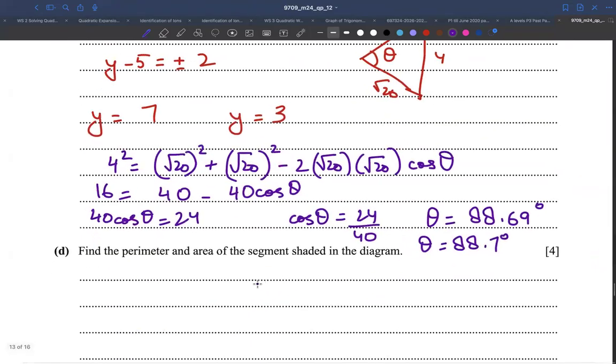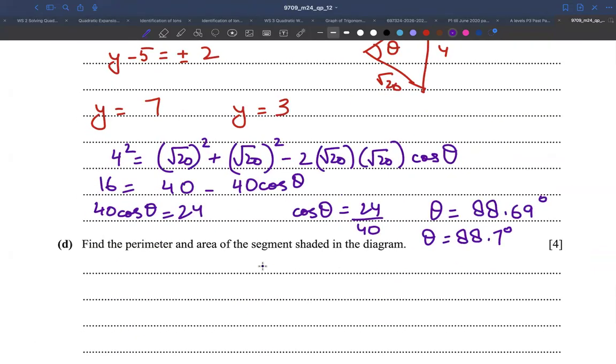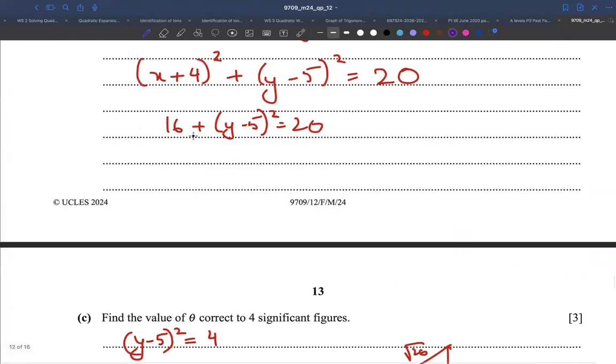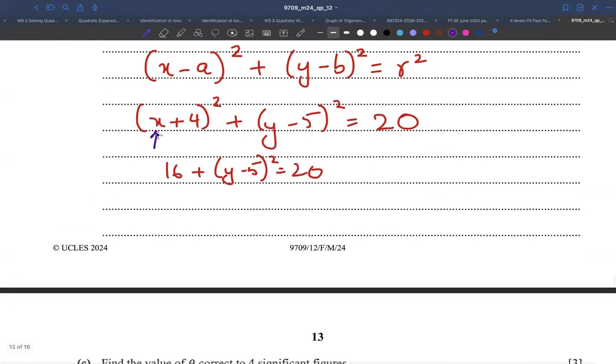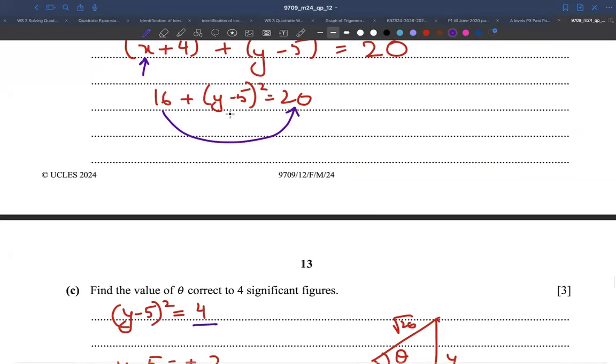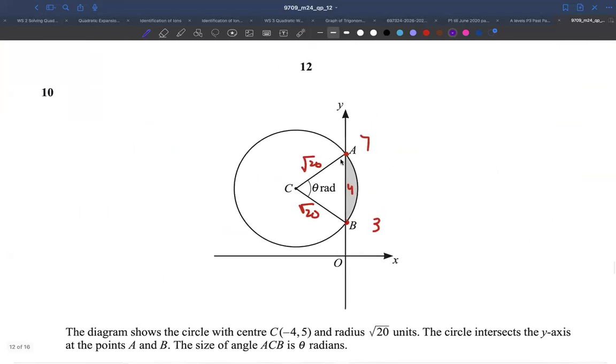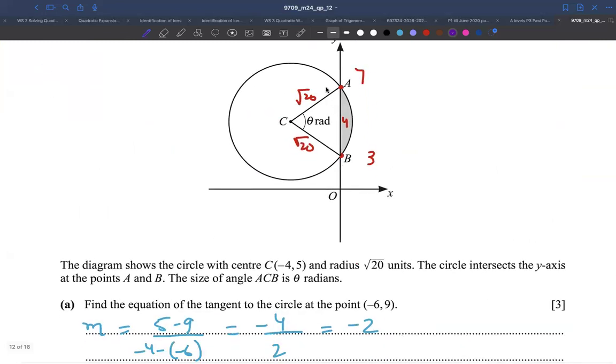And now find the value. Sir, how do you get (y minus 5) squared equals 4? Good question. So x is 0. 4 squared is 16. 16 comes here. 20 minus 16 is 4. (y minus 5) whole squared is equal to 4, right? How did we know x is 0? Because it is on the y-axis. This is what I said 3 or 4 times. This is the y-axis. On the y-axis, x is 0.